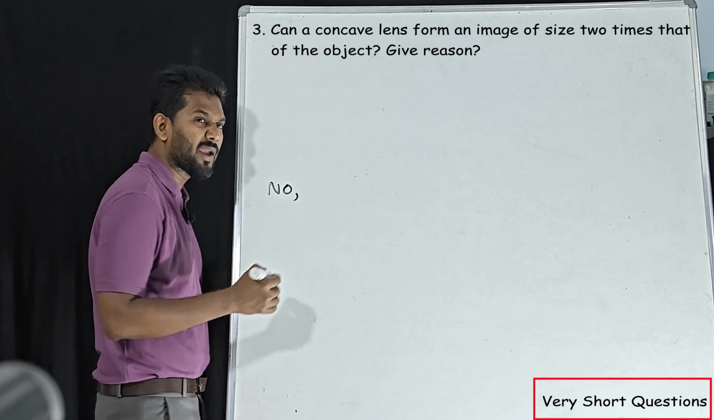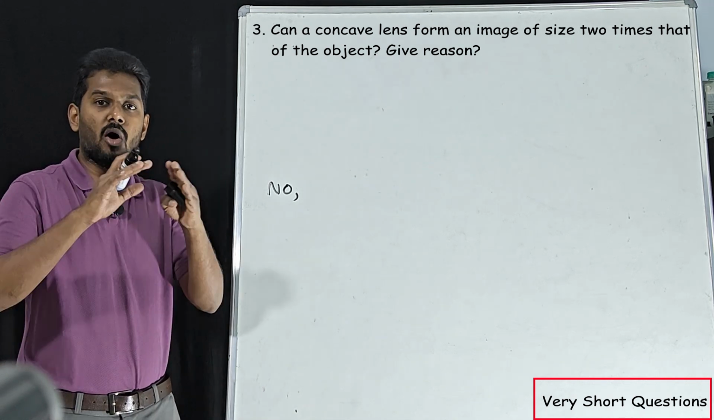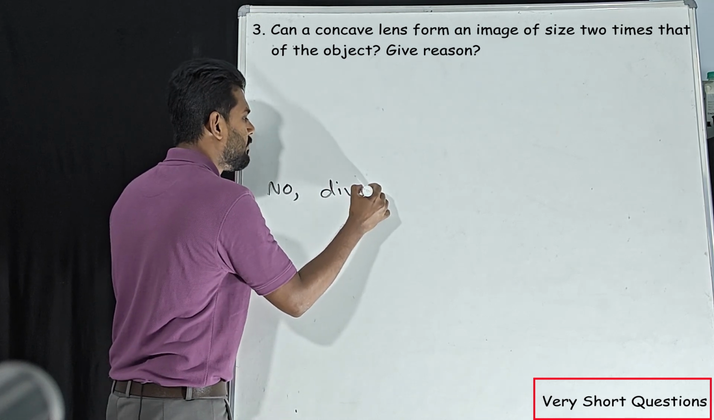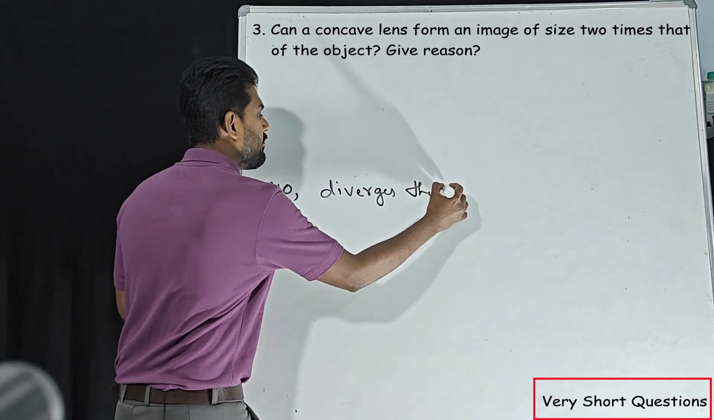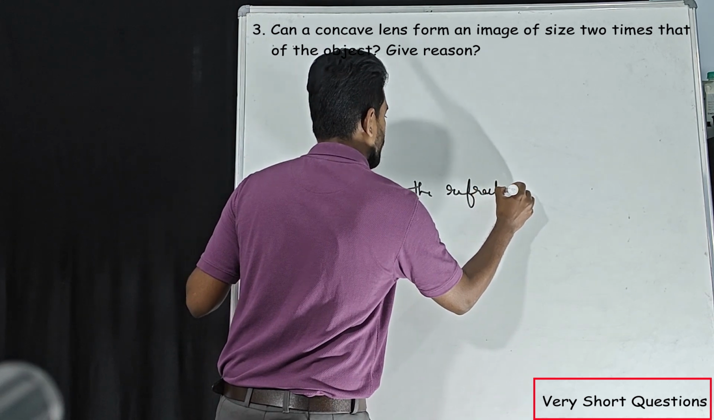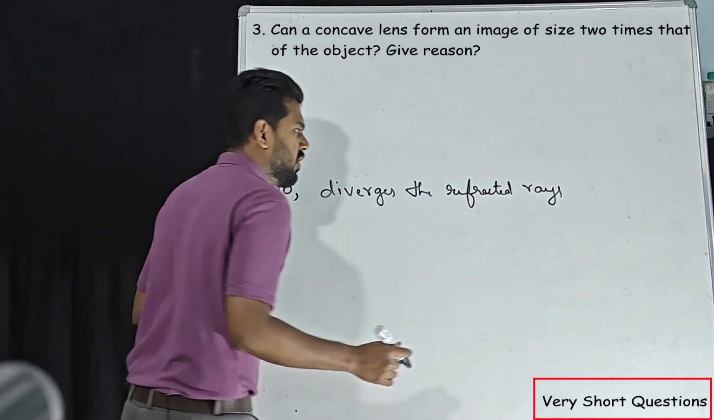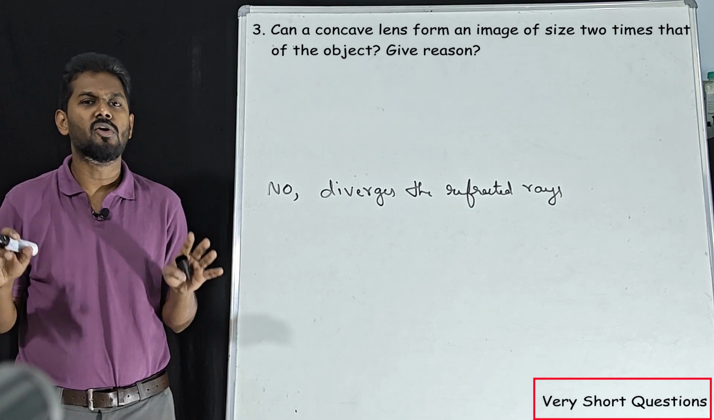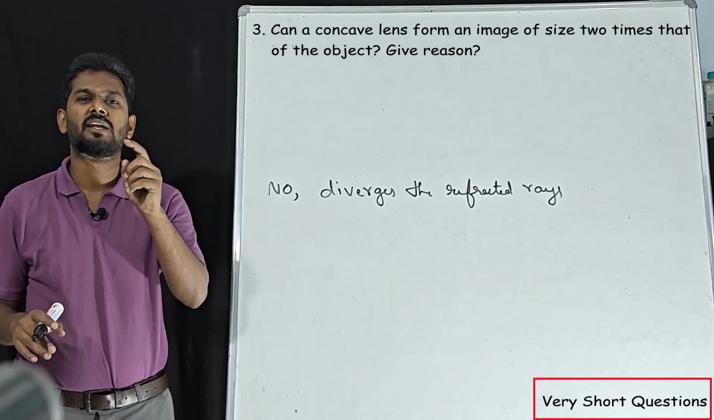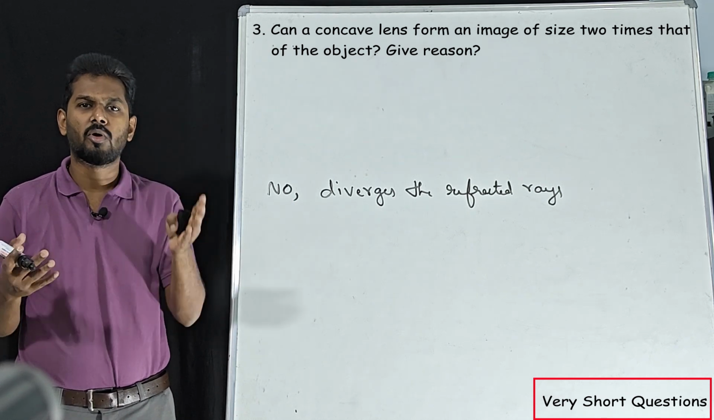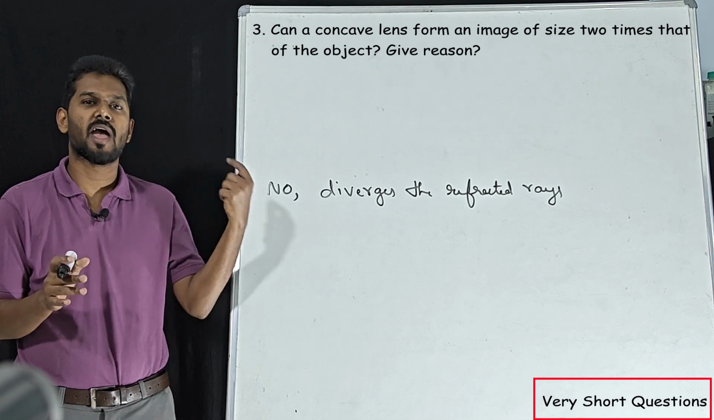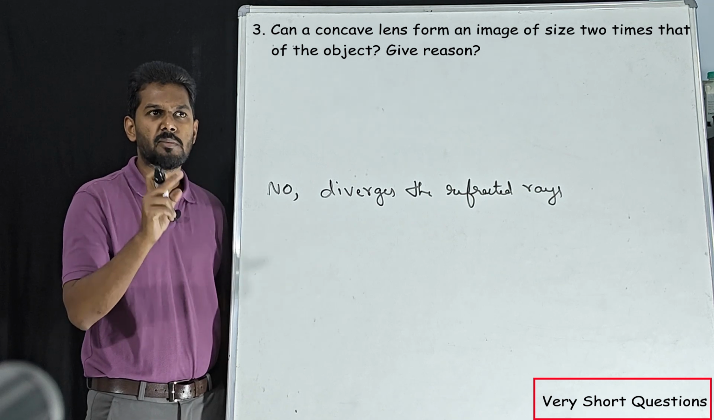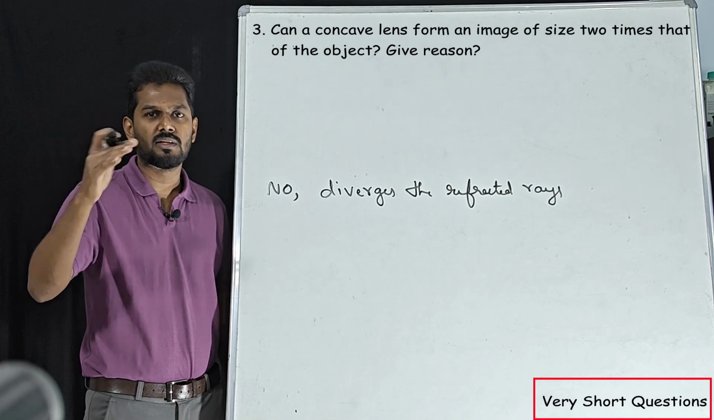So no. Why? They are asking for reason also, because whenever it comes to concave lens, it diverges the refracted rays. So if the rays are getting diverged, going away from each other, they are never going to meet. They will always produce diminished images. How they form the virtual image, all those things we have learnt in the concept video, correct? So in this case, concave lens cannot produce an image of size more than the object.